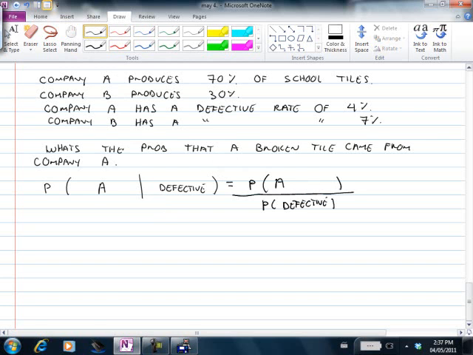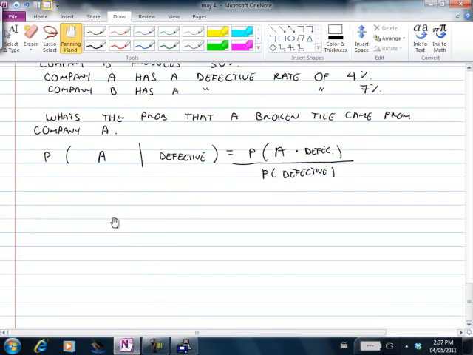A and defective. This is nothing. What you're going to do? You're going to create a probability tree again. All this is based on a probability tree. I'll set it up for you. There's two companies, A or B, just like you have diseases, two types of people.